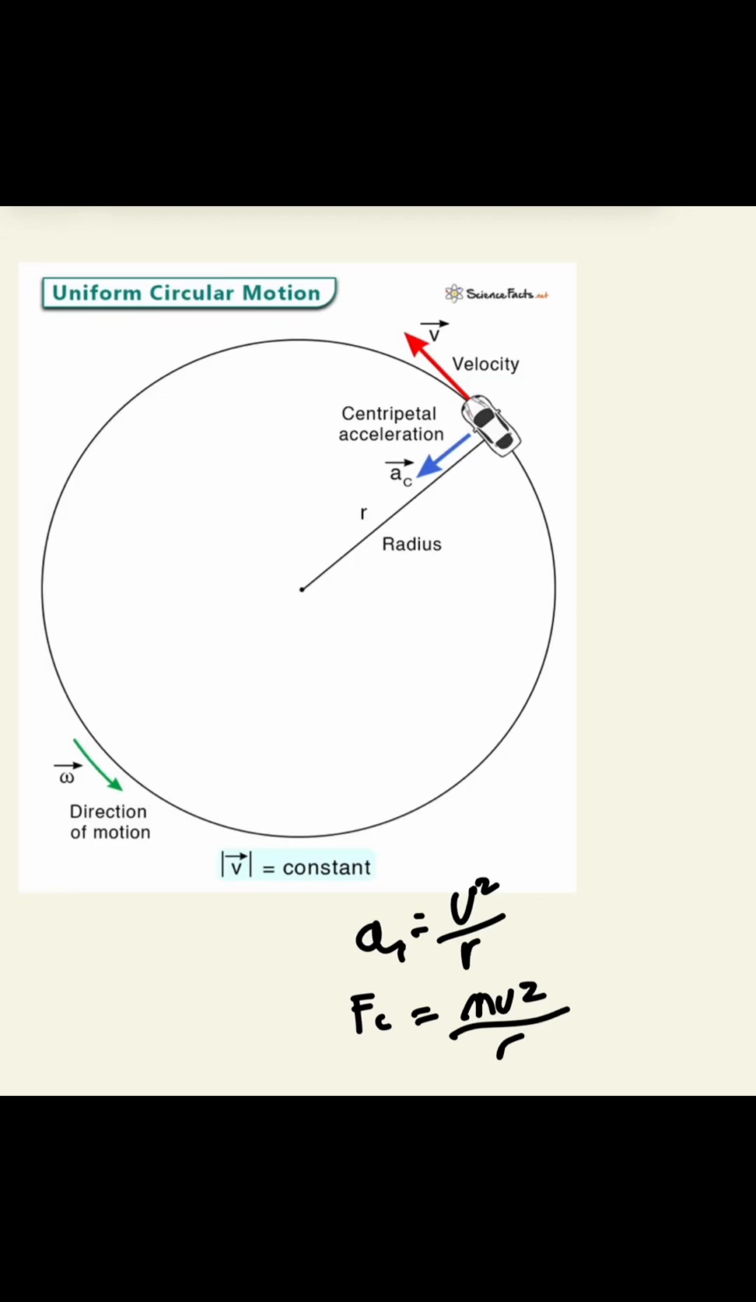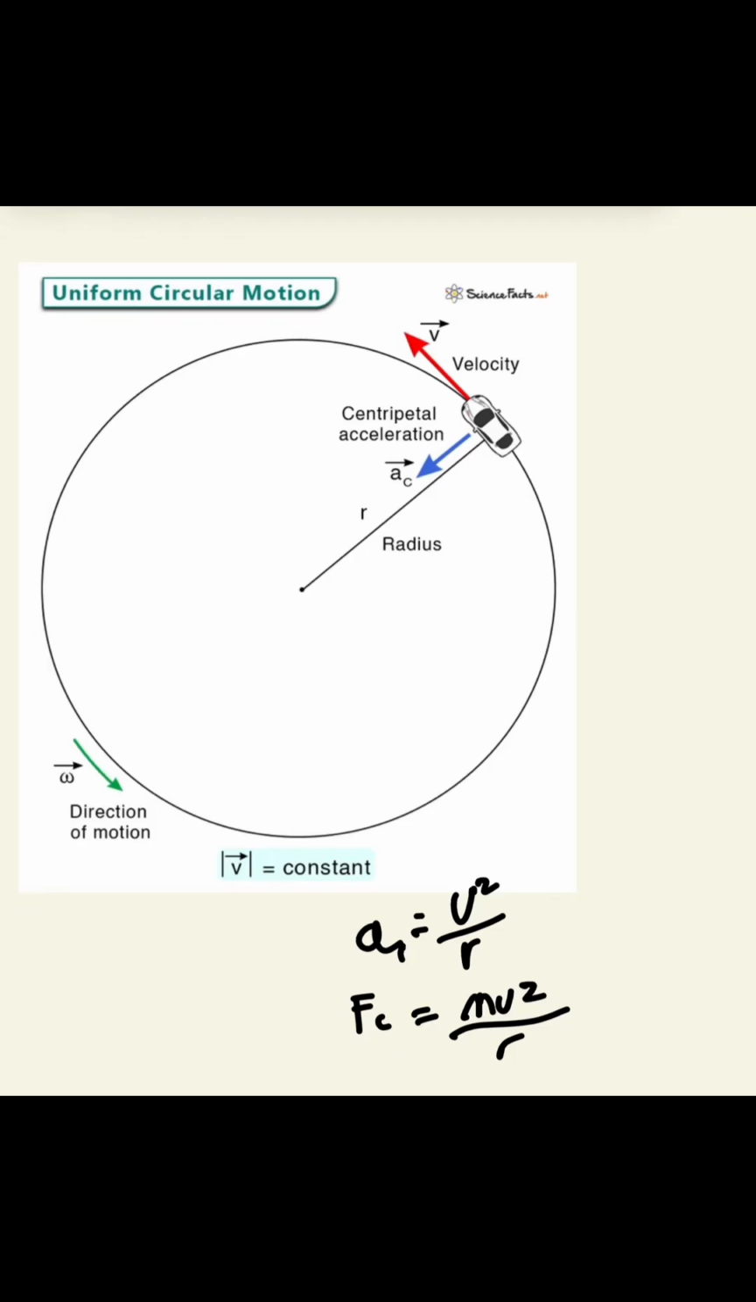Centripetal force is not a new type of force. It is always provided by an existing force in the situation. For a satellite orbiting Earth, gravity provides it. For a car turning a corner, friction provides it. For a ball on a string, the tension provides it.